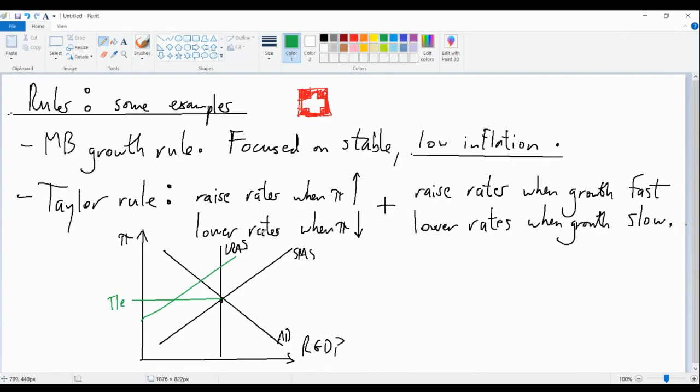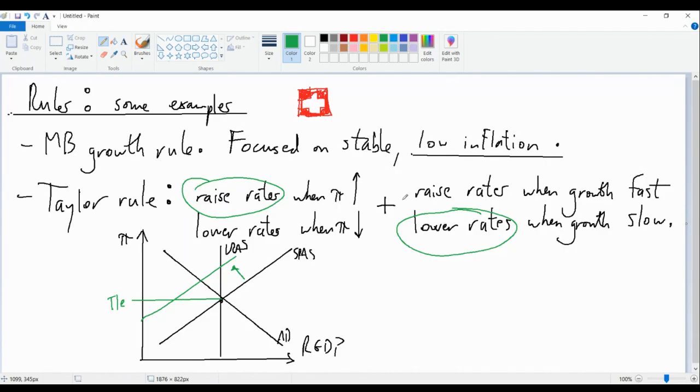Now suppose instead we have a supply shock. This is part of what the Taylor rule is for. Well, we have inflation that's higher than normal, so we should raise rates, according to this part of the Taylor rule. But on the other hand, we have growth that's slower than usual, so this part says we should lower rates.